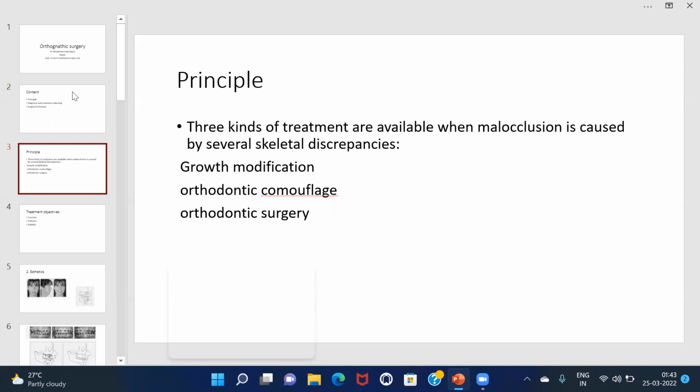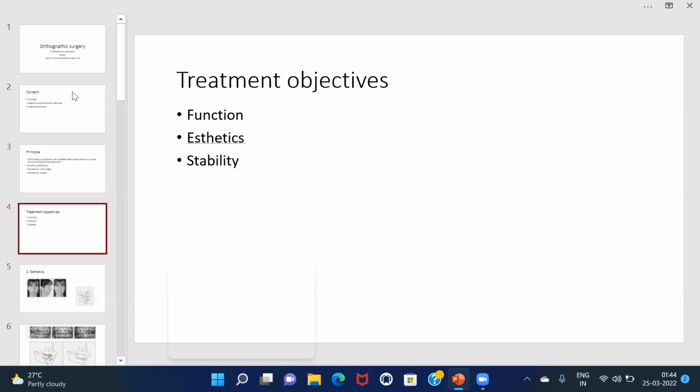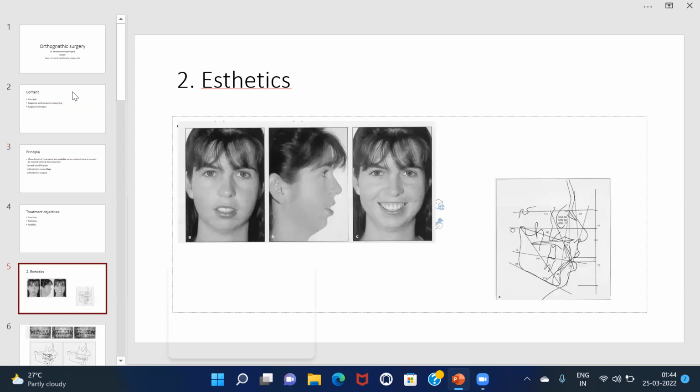Orthognathic surgery, combined orthodontic and surgical correction, is considered the best treatment modality for dentoskeletal imbalance once growth has reached completion. The treatment objectives are functional, aesthetic, and stability. Functional and aesthetic deformities often exist concurrently. When they do, treatment should be designed to correct both.